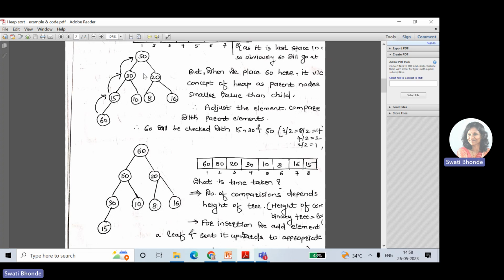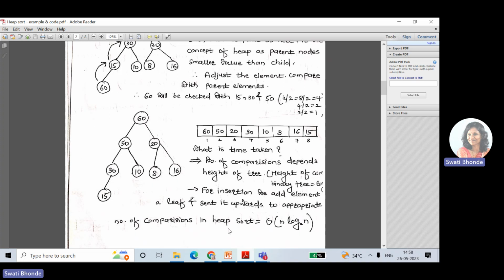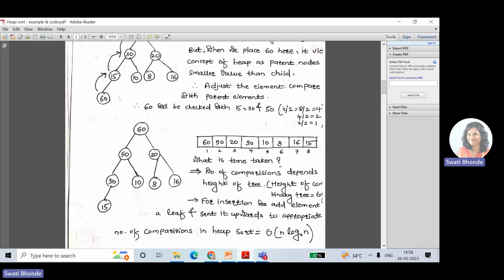So the number of comparisons which will take place depends on the level. What is the height of the tree? How many levels are there in the tree? Likewise, we need to decide, and hence the comparisons in heap sort are equal to big O of n log n, considering that you have to insert n elements in the heap tree. So the total number of comparisons will be equal to big O of n log n. So this is the short theory or prerequisite related to the heap tree.